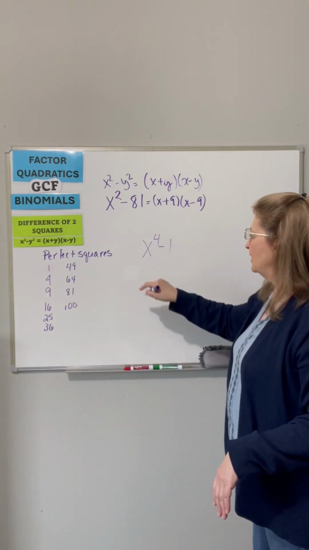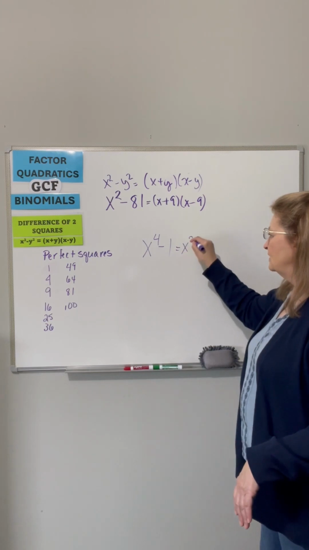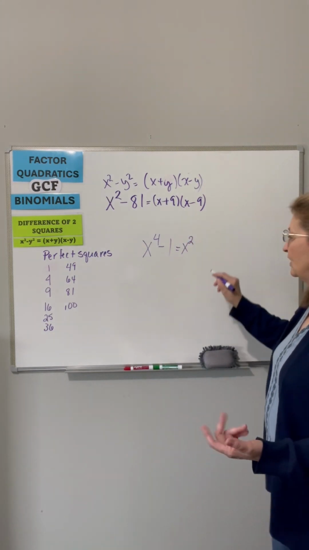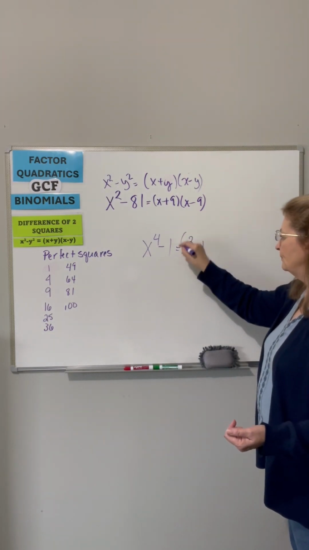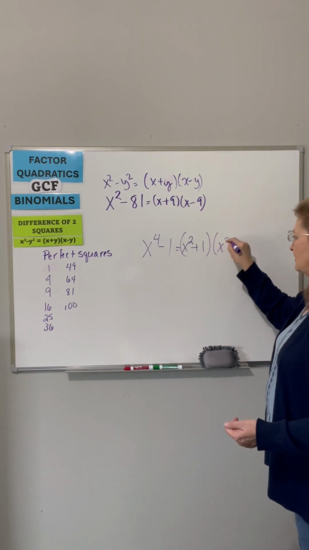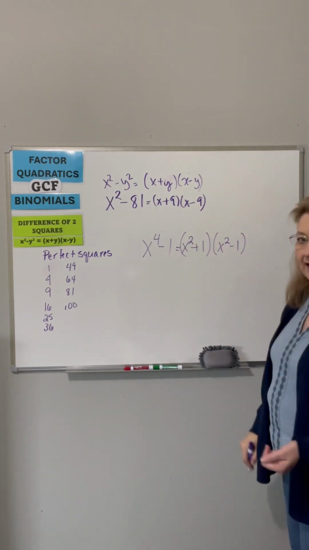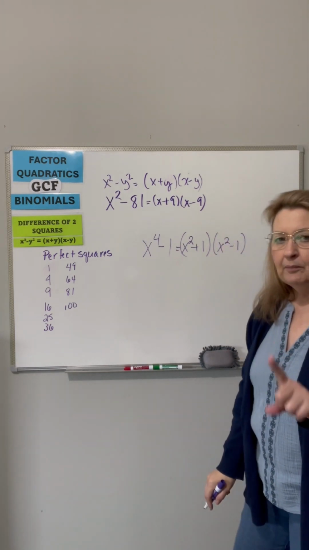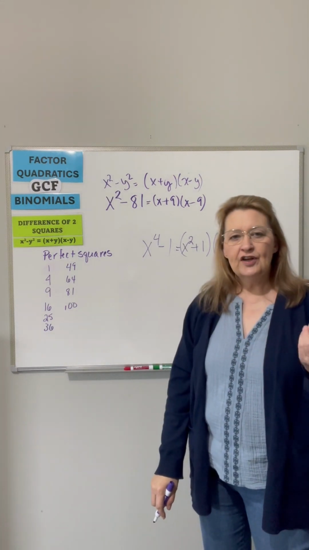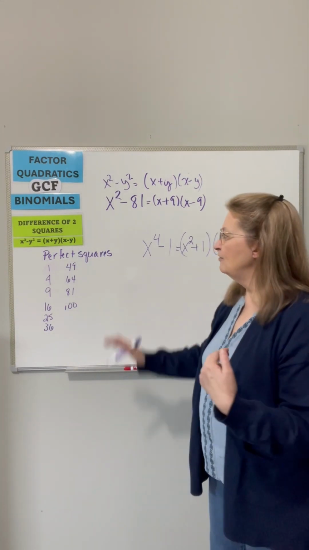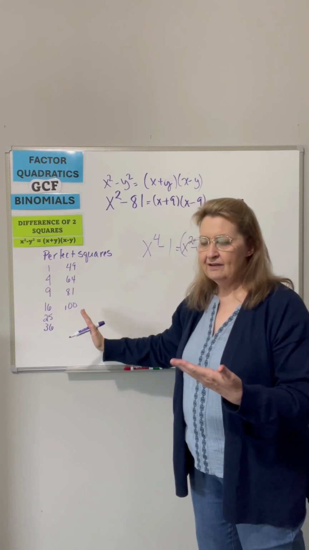The square root of x to the 4th is x to the 2nd. So I'm going to have x to the 2nd plus 1, x to the 2nd minus 1. Now, that is correct, but on this one, you're not finished. You're never finished factoring if it still fits any of these.